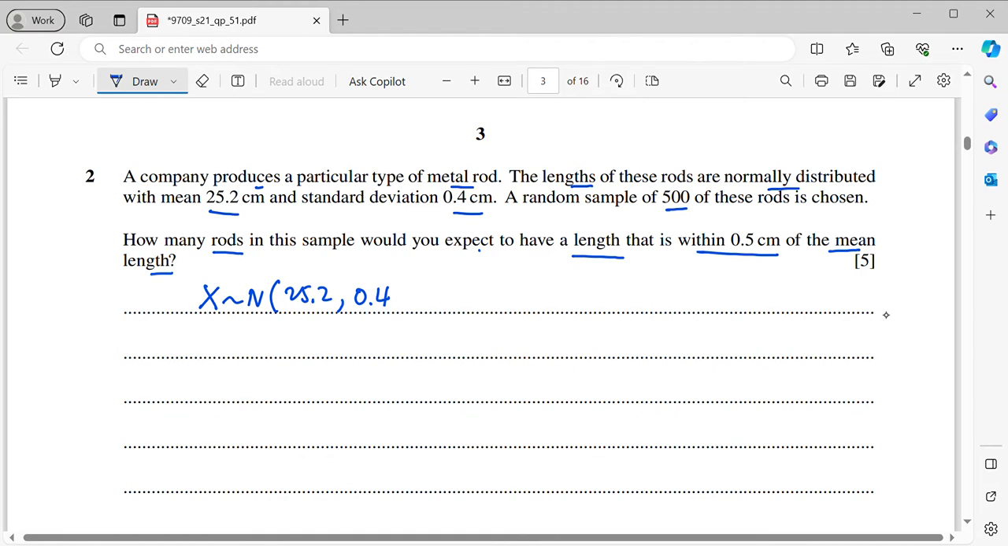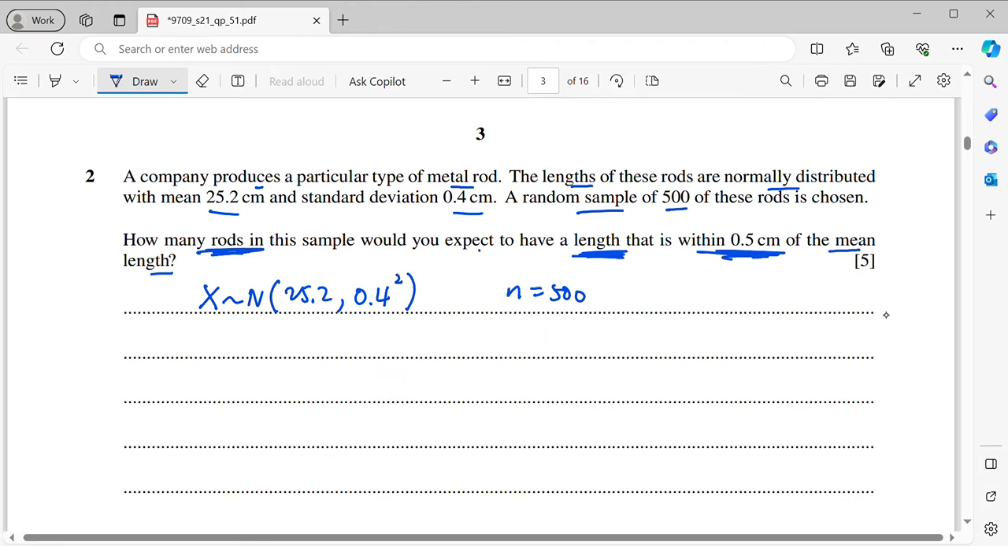First of all, I will write X is normally distributed with mean 25.2 and standard deviation 0.4. We always write down the variance, therefore I square the 0.4. And it is given that n is 500, that is the sample size. Before we get how many rods in this sample out of 500 have a length within 0.5 cm of the mean, it is compulsory for us to find the probability for a rod that has a length within 0.5 cm of the mean first.